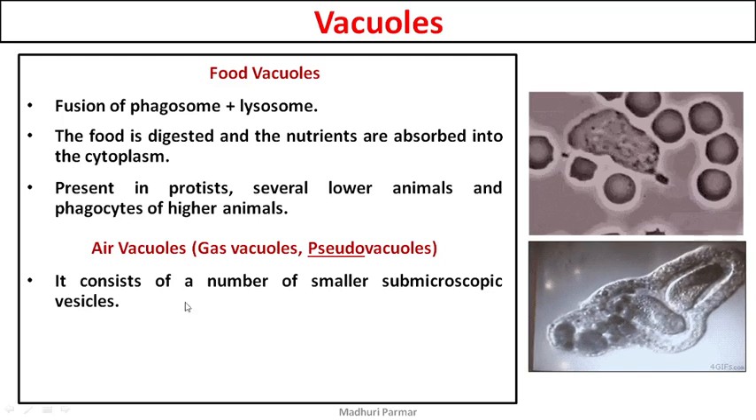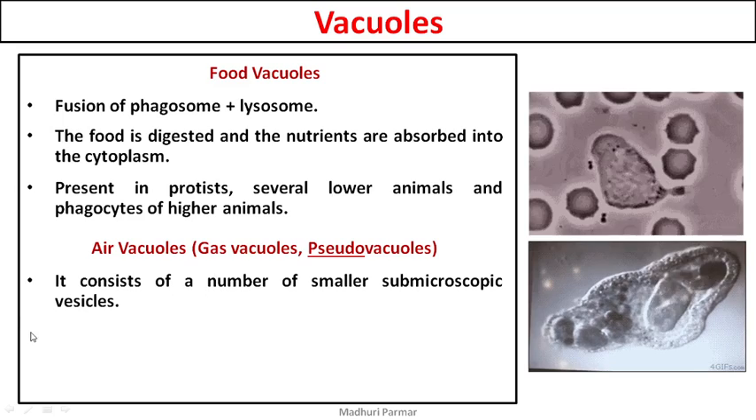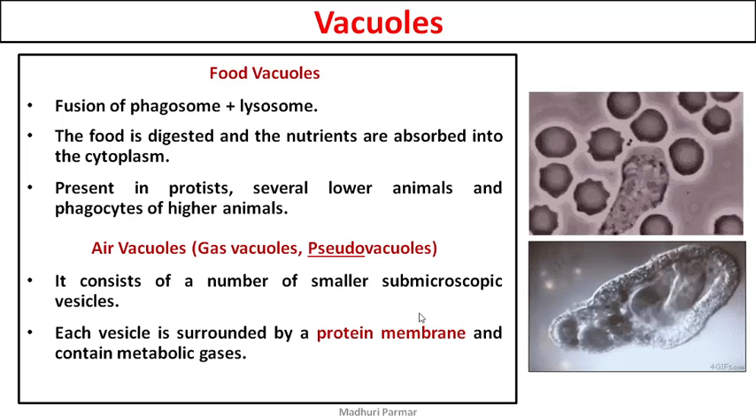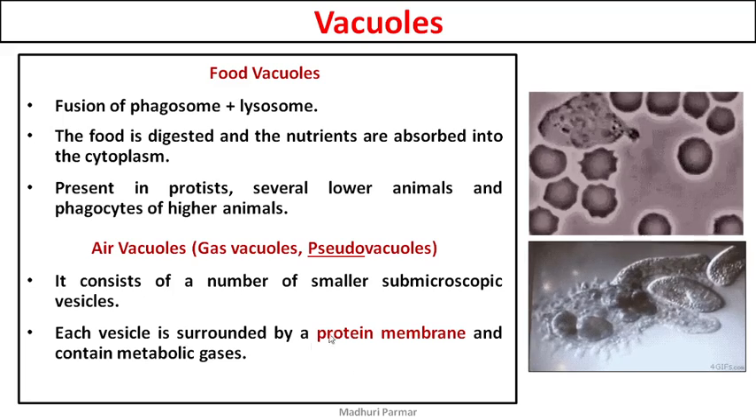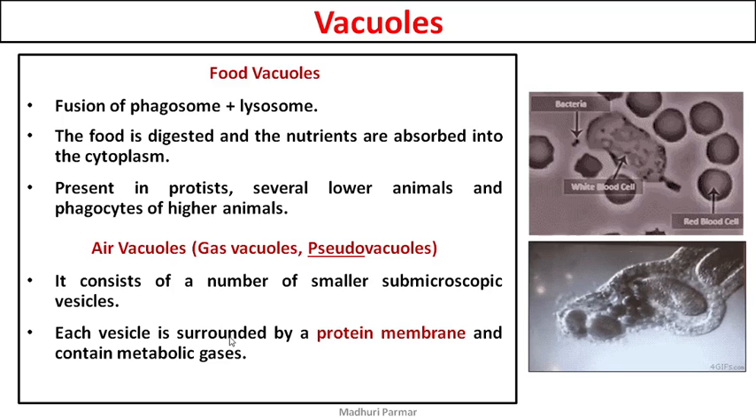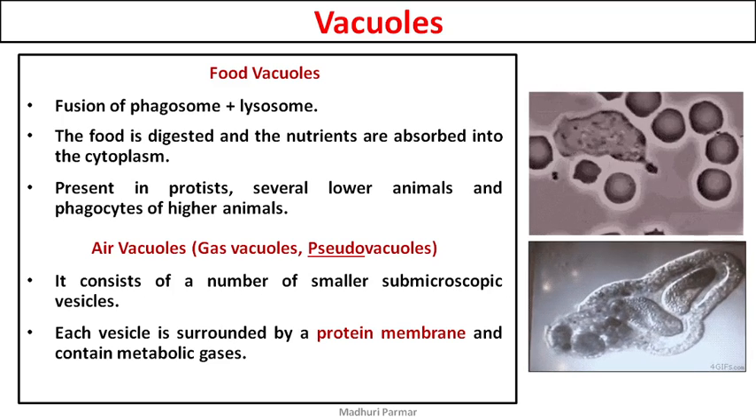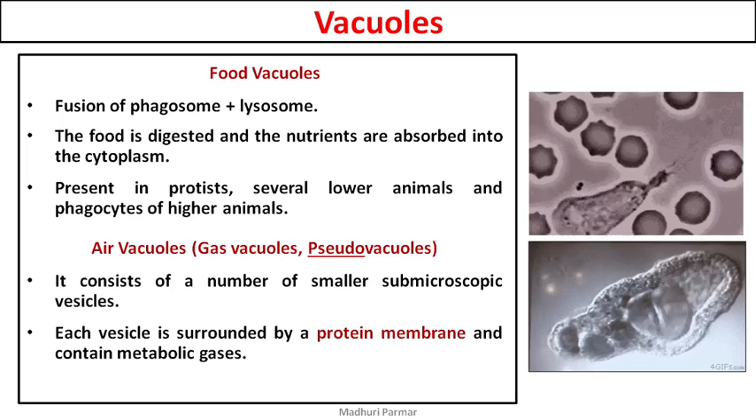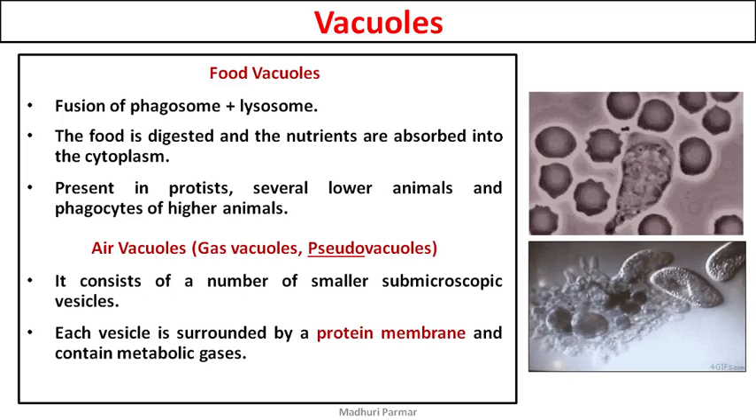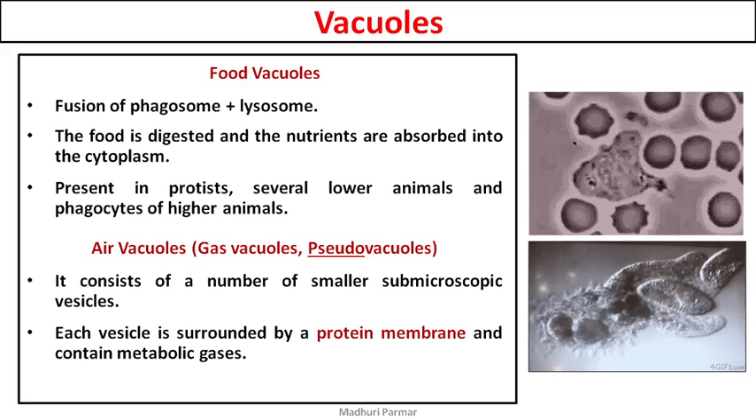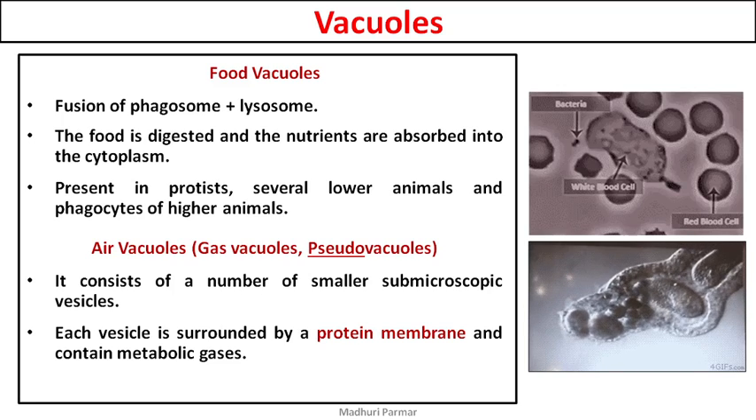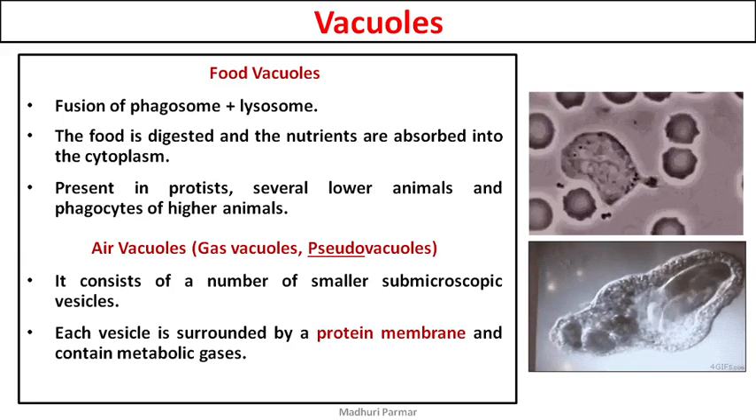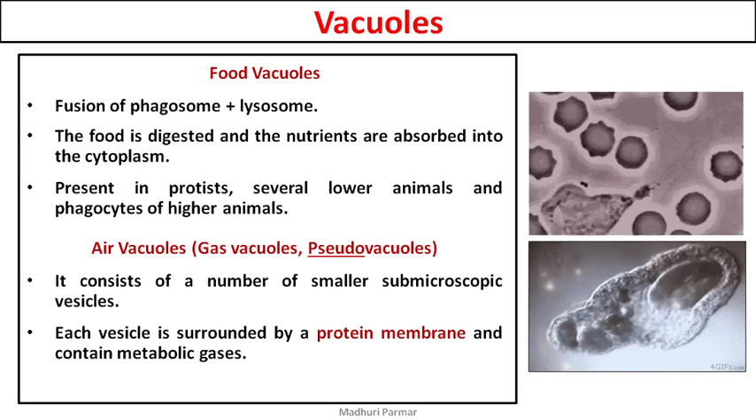They consist of smaller submicroscopic vesicles. Each vesicle is surrounded by a protein membrane and contains metabolic gases. These gases could be anything. If it is an aerobic bacterium, it will have oxygen, small bubbles of oxygen covered by a protein membrane. It can also be methane in the case of methanogens. They are called metabolic gases because they are either required for metabolism or secreted as a byproduct of metabolism.